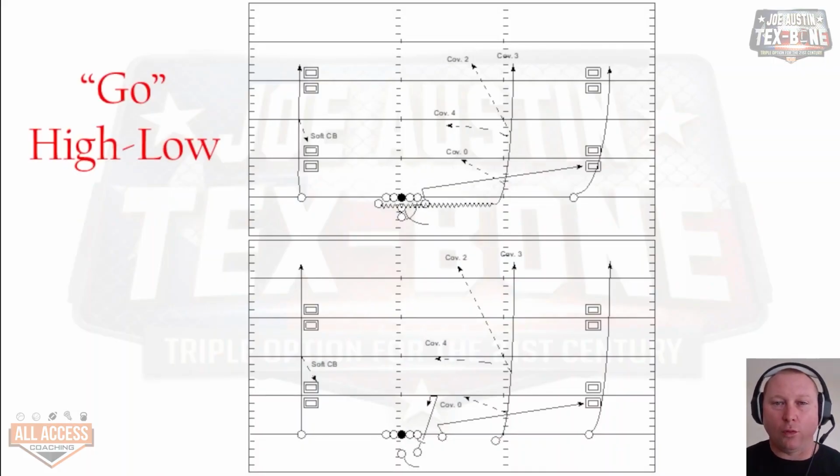Okay, the go route is the first one we're going to talk about today. This is our natural first progression because it incorporates the choice route that we detailed and watched film on in the first course. In the top diagram, you can see we have our double wing flexbone formation, and at the bottom, we have a modern formation. This play is going to be out of 3x1.